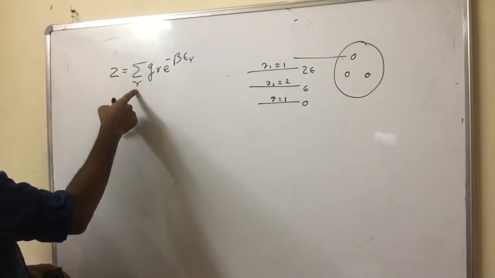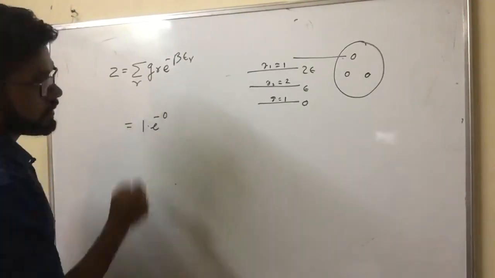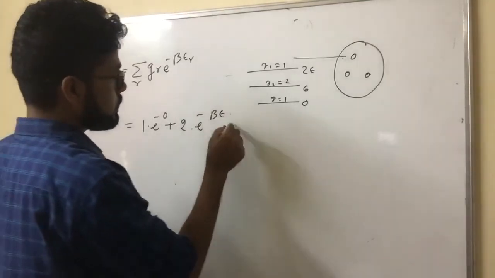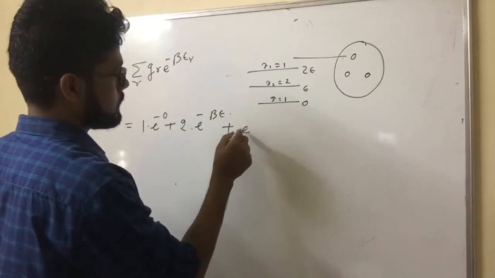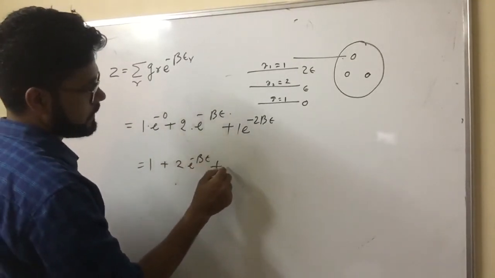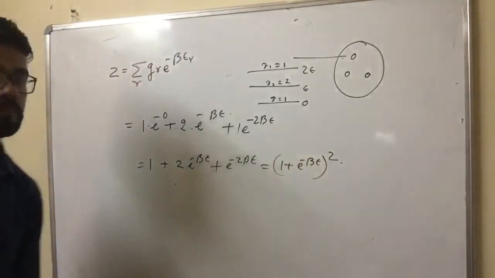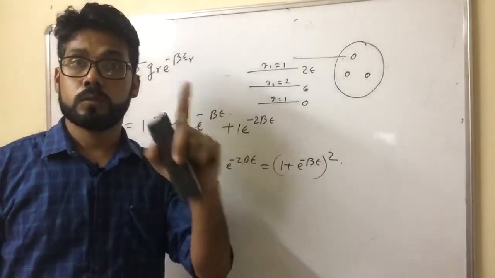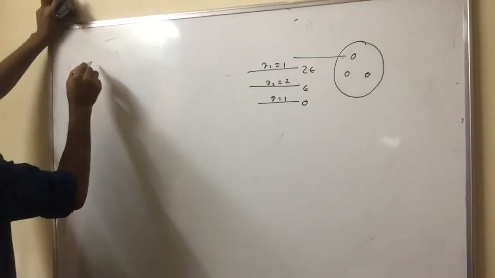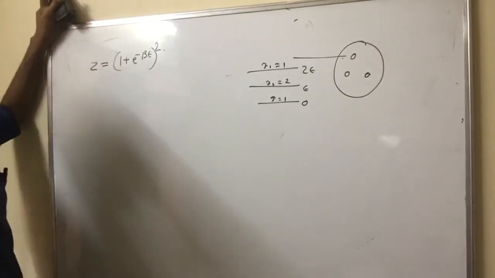Okay, r is the number of microstates, 1, 2, 3. First, g equal to 1, energy e to the power minus 0, energy is 0. Next, g equal to 2 into e to the power minus beta E. Next, g is 1, e to the power minus 2 beta E. Okay, this is 1 plus twice e to the power minus beta E plus e to the power minus 2 beta E. We can simply write (1 plus e to the power minus beta E) whole squared. Is it okay? a plus b whole square. This is the partition function for a single particle. Do not confuse. So the partition function I get is (1 plus e to the power minus beta E) squared. This is for a single particle.